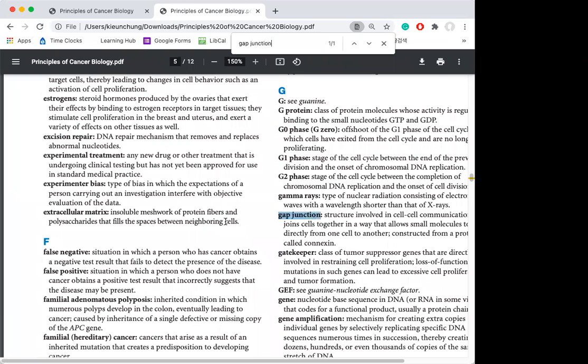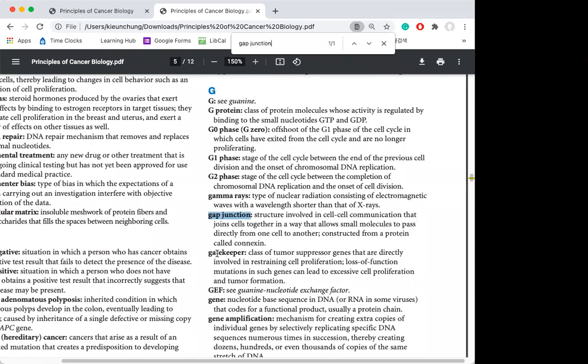Gap junction. Structure involved in cell-to-cell communication that joins cells together in a way that allows small molecules to pass directly from one cell to another, constructed from a protein called connexin.